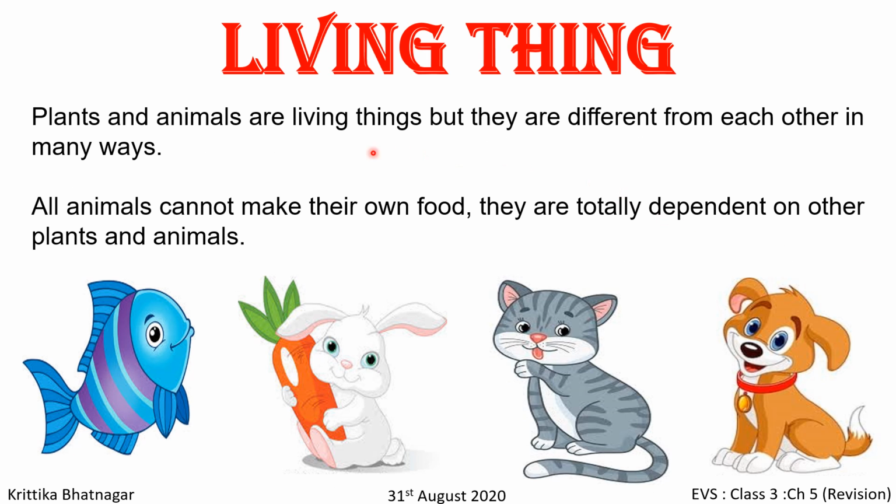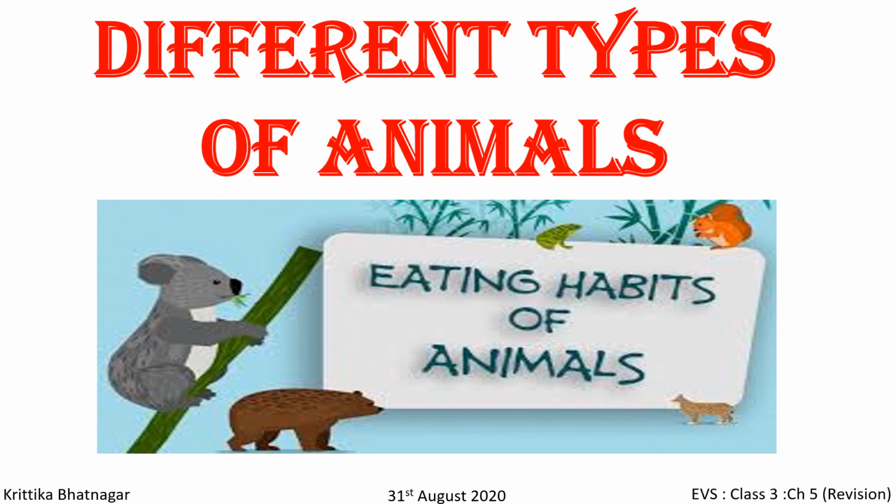We all know plants and animals are living things, but they are different from each other because all animals cannot make their own food and they are totally dependent on plants and other animals. Animals can be classified or divided according to their feeding habits.